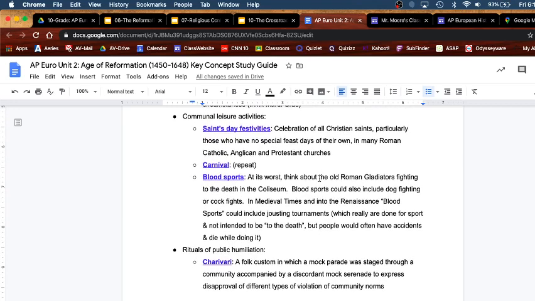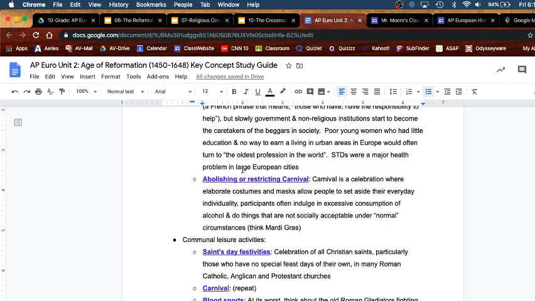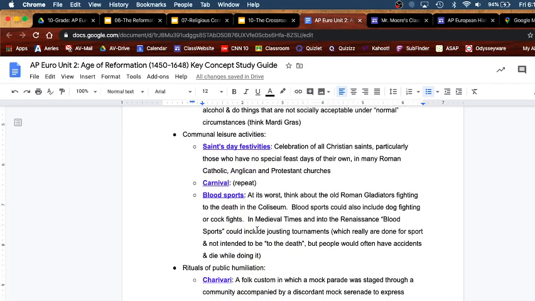Communal leisure activities, Saints' Day festivities, the celebration of all saints, particularly those who have no special feast days of their own, in many Roman Catholic, Anglican, and Protestant churches. So they set up Saints' Days. That's communal leisure activities where they have carnivals and stuff like that. Again, if I have a word that shows up more than one time, like I just thought, hey, we already explained what carnival was. Why would I do that again?